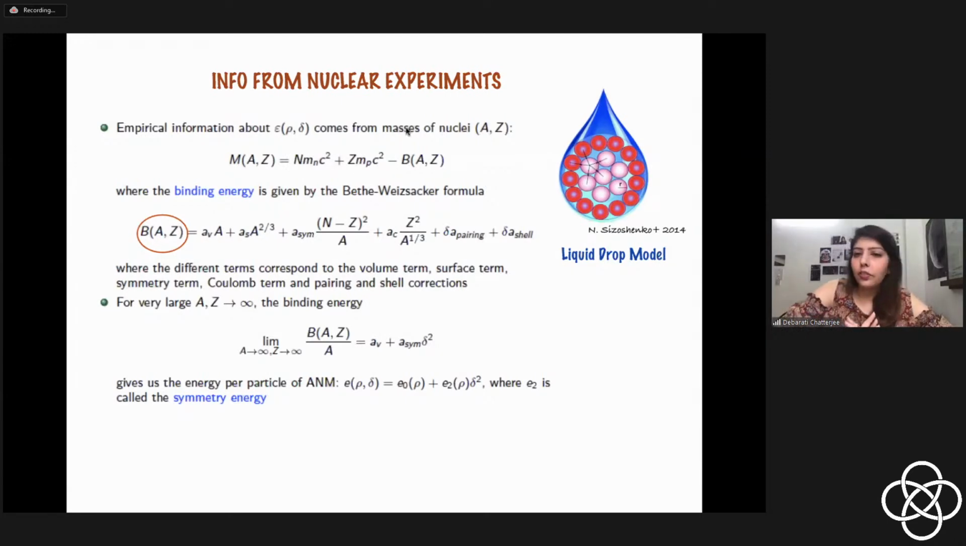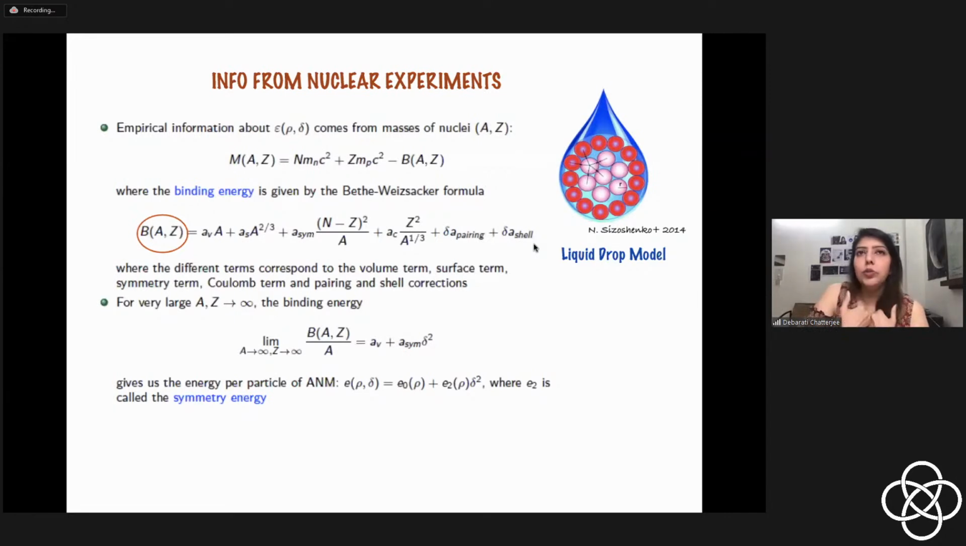And if you have had a course in nuclear physics, you know the Bethe-Weizsäcker formula, which expresses this binding energy. This binding energy can be written as a volume term, in the sense that the binding energy is proportional to the volume. But then there are also corrections coming from the surface term, a symmetry term because of asymmetry, a Coulomb term because of charge, pairing correction, shell correction, and so on. So you can imagine a drop of liquid: it has a volume, and then you have to correct it because it has some finite size effects.